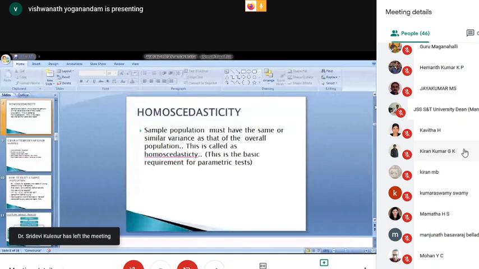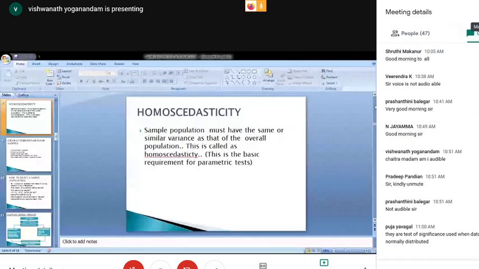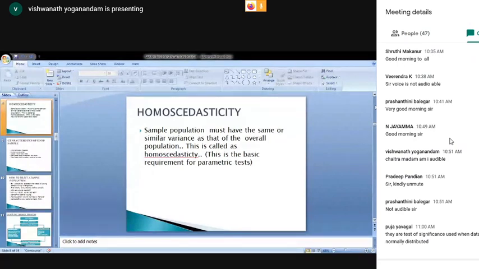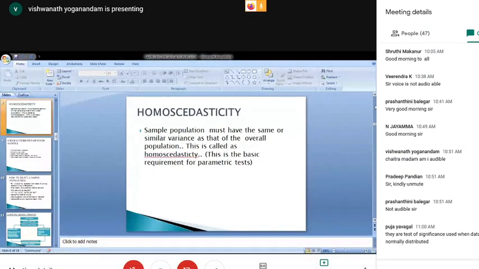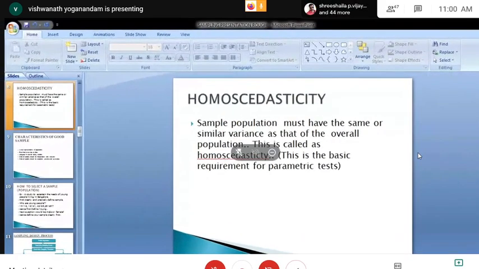Okay, so this is a basic requirement for a parametric test, and I assume that most of you know what a parametric test is, but even otherwise let me explain. A parametric test is a test which can be conducted only on normally distributed data. The basic assumption is that the data should be normally distributed, and then only can we conduct it.